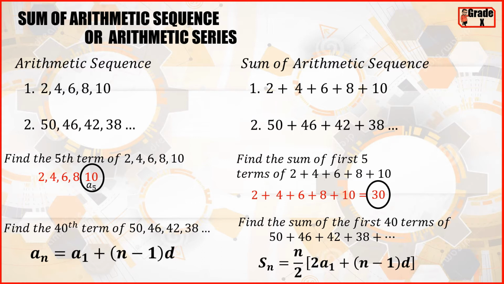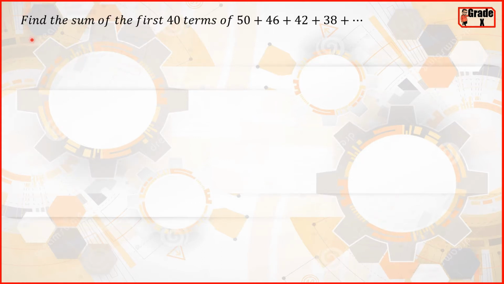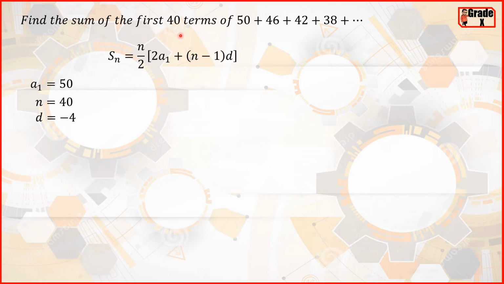Okay, let's have this example. Find the sum of the first 40 terms of 50 plus 46 plus 42 plus 38 and so on. So ito yung ating formula. So the value of a sub 1 is 50. N is equal to 40. Ito yung first 40 terms. D is negative 4. So 46 minus 50 is negative 4. 42 minus 46, that is also negative 4. Then S sub 40 is unknown. So ito yung hahanapin natin, yung sum of the first 40 terms.